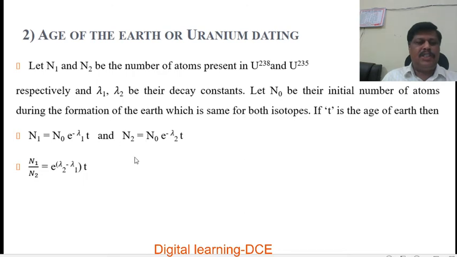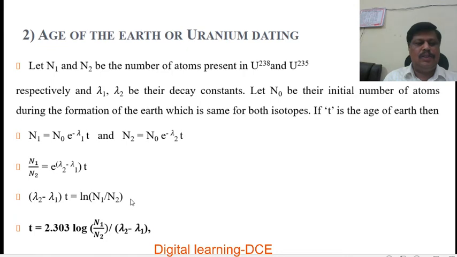So divide these two equations. We will get N1 by N2 is equal to e to the power of lambda 2 minus lambda 1 into T. Take log on both sides. We get lambda 2 minus lambda 1 into T is equal to log of N1 by N2. So by taking common logarithm and after simplification, the age of the Earth can be calculated as T is equal to 2.303 log of N1 by N2 divided by lambda 2 minus lambda 1.